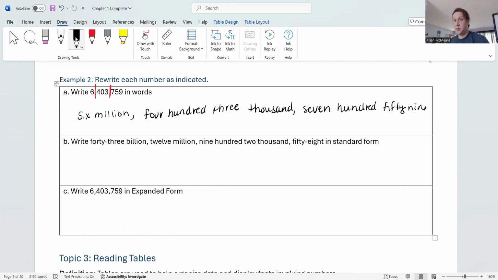Now, the reverse is what we're going to do in part B. We're going to take a number that's written out in words, and we're going to convert it to its standard form. What I like to do is look for keywords that indicate we're dealing with a period. Also, periods are frequently separated by commas in words as well as in numbers. So I see the word billion. That tells me I'm dealing with a billions period. I have million. I have thousand.